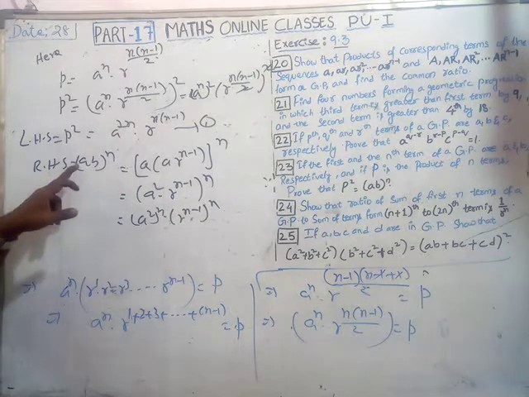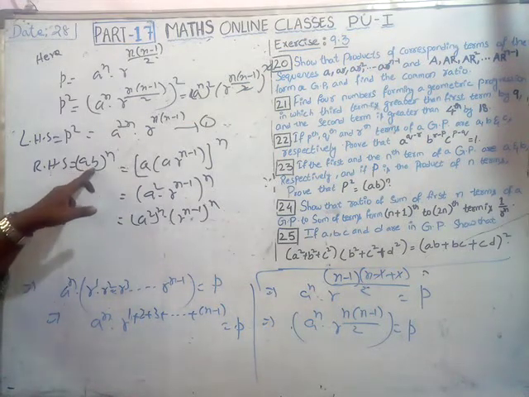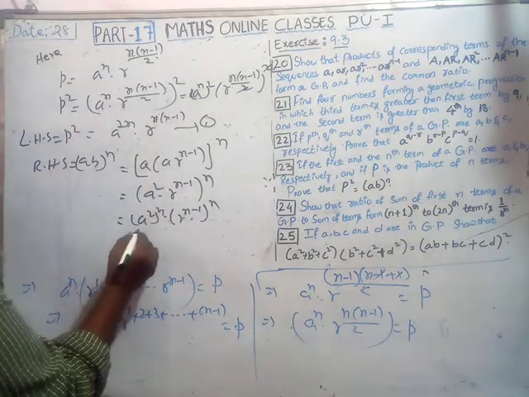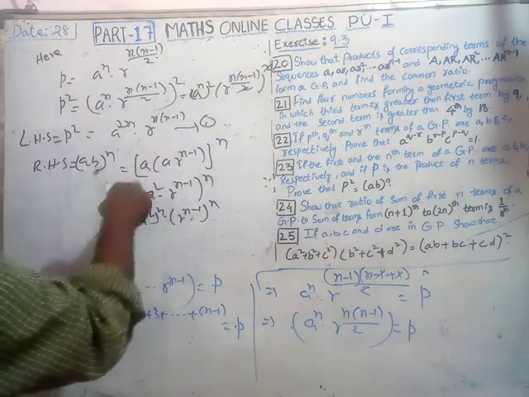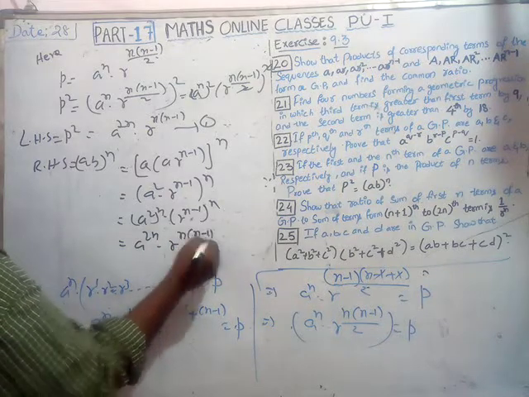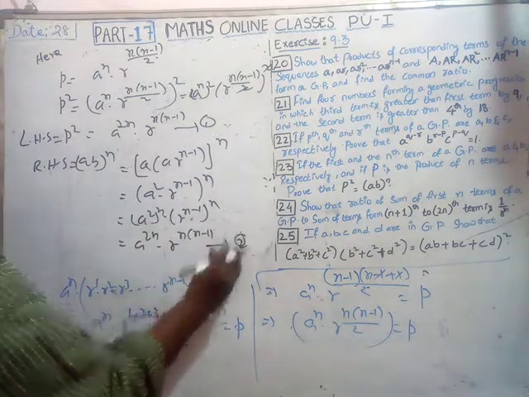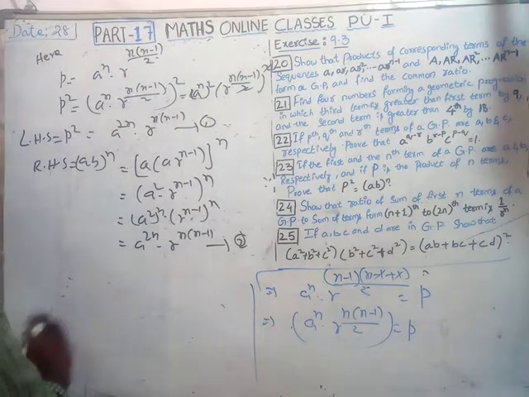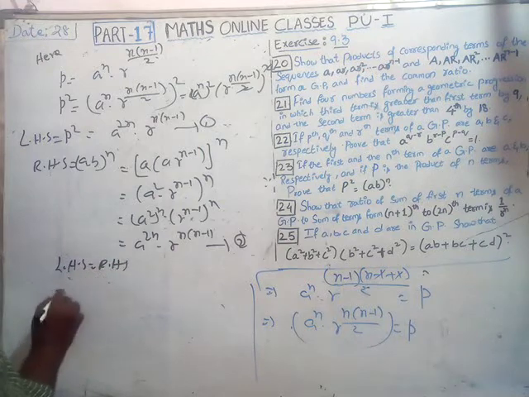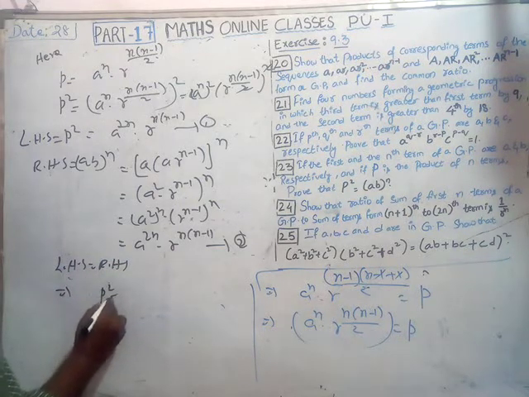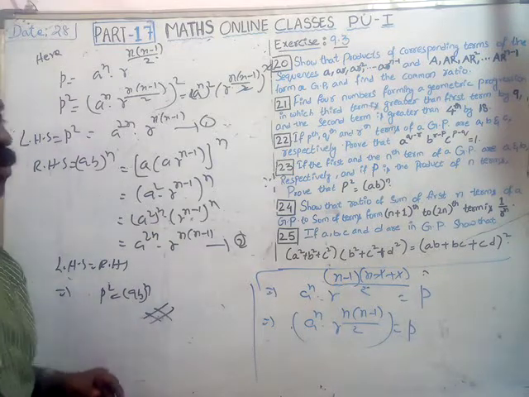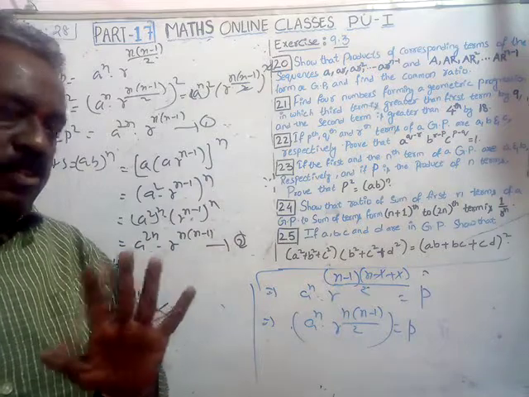You remember? A is the first term as it is. What is B? By the problem, the nth term. It is a whole power n. So A square whole power n is A power 2n, and R power n of n minus 1. So here from 1 and 2, LHS is equal to RHS. That means P square is equal to AB whole power n. Like that we have to prove. Yes, thank you.